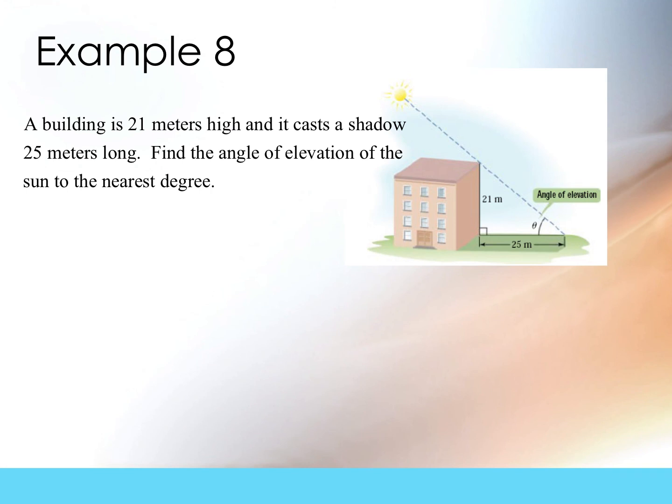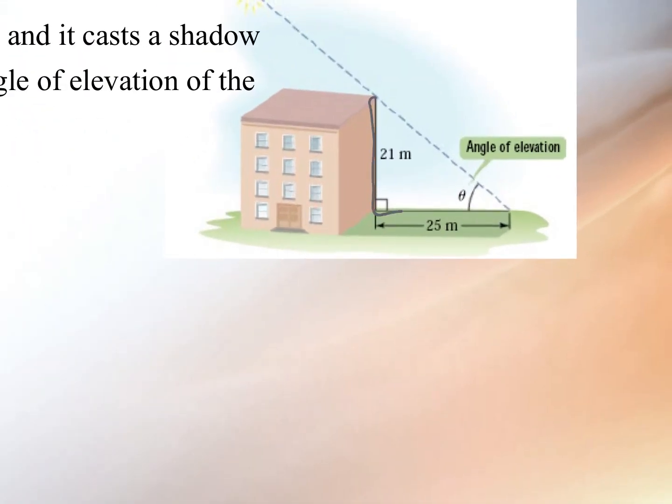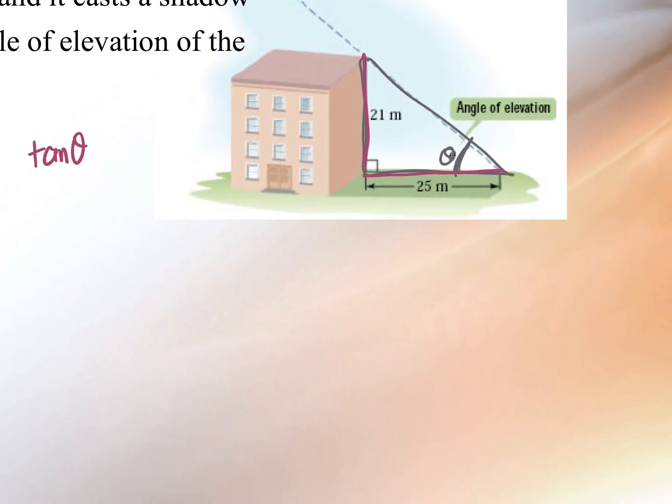Okay, now this one gives you that the building's 21 meters high. It casts a shadow that's 25 meters long. And it wants you to find the angle of elevation of the sun to the nearest degree. So if I look at the triangle, which is already set up for you, theta is in this corner, which would be the angle of elevation. So angle of elevation, even though it's the sun, is ground up. And I'm given the side opposite, and I'm given the side adjacent to it. So I would say the tangent of theta equals 21 over 25.